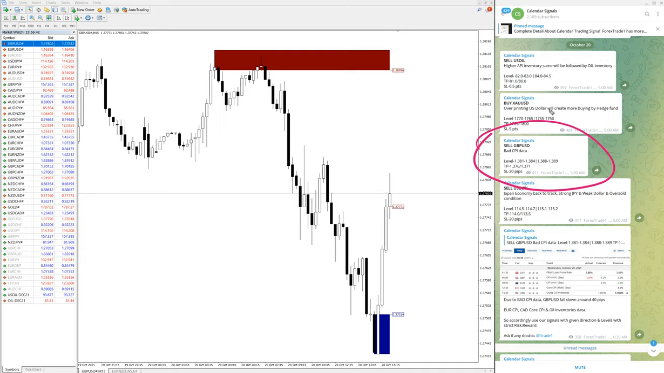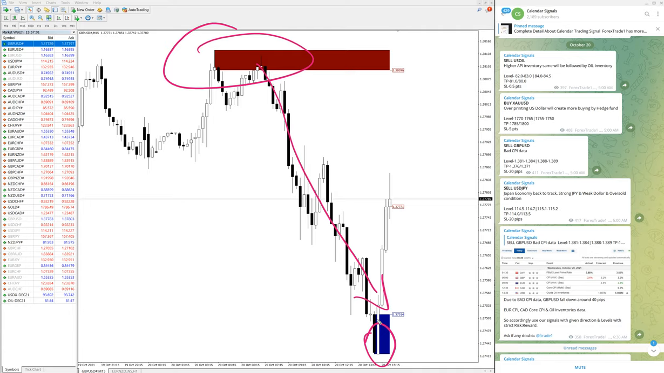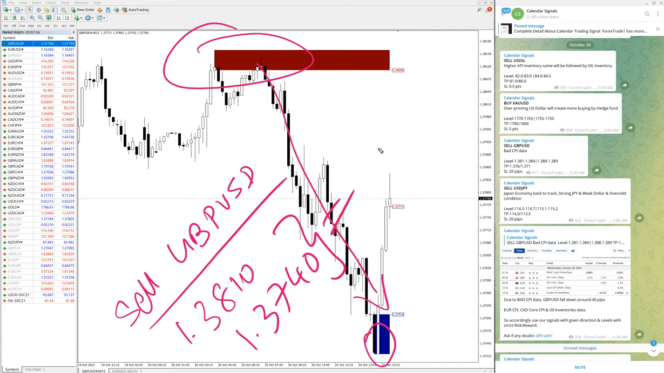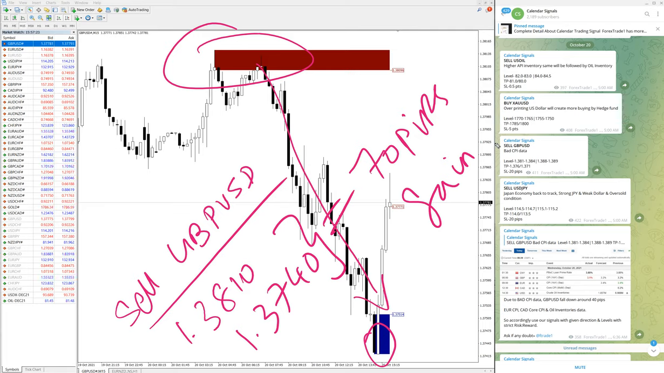Okay, now we are seeing sell GBPUSD, and the signal given time is 5 a.m. This is as per the GMT time. So all signals are as per the GMT time. So sell GBPUSD moved from 1.3810, which is around here, all the way down to 1.3740, which is 70 pips. 70 pips gain as of now on the sell GBPUSD signal. And the trade is at 1.374. So as of now, 70 pips gain.